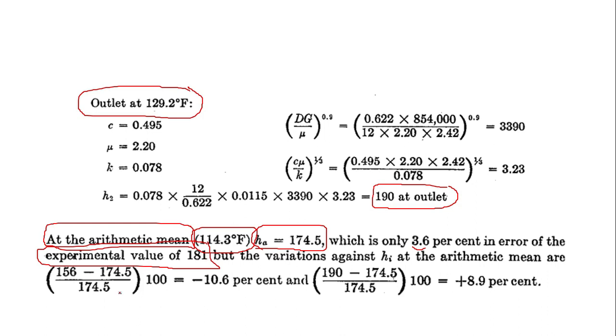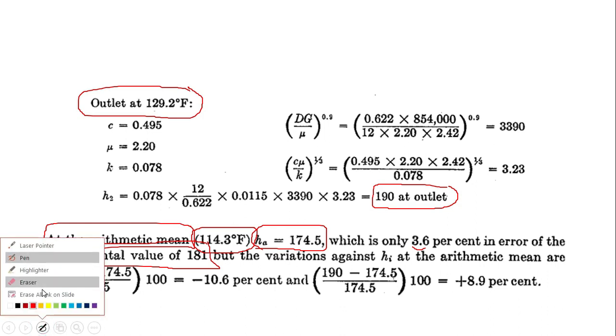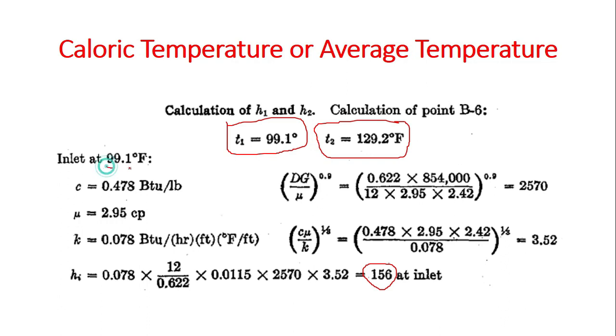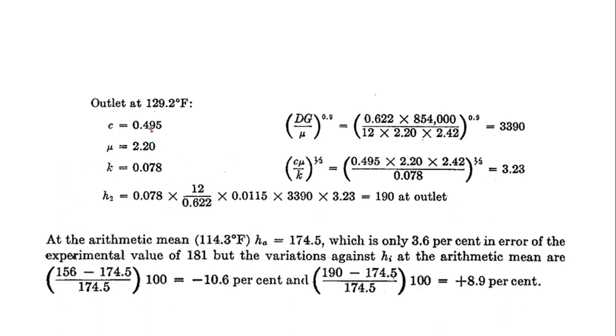So there are a total of 4 scenarios. Let me just explain it once again. We determine the film coefficient at the inlet temperature, which was 156. We determine the film coefficient at 129 degrees Fahrenheit, which was 190. We don't know which to use, because we have no idea whether to use the inlet or the outlet temperature. So we go for the arithmetic mean, and the film coefficient changes to 174. So we have 3 scenarios, right?